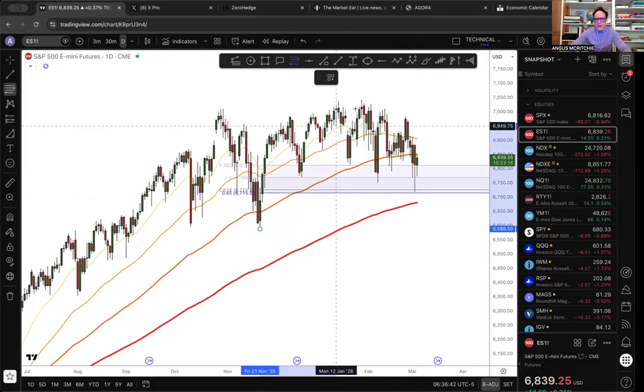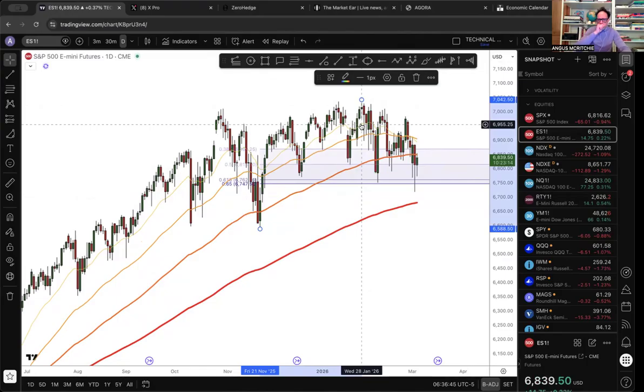Let's have a look here. And you see that even in the fib, we're getting quite weak here. So we're really going below the 61.8% and the 65%, and bouncing off it, but it's looking weak. So we're seeing that any rallies here are not being sustained.